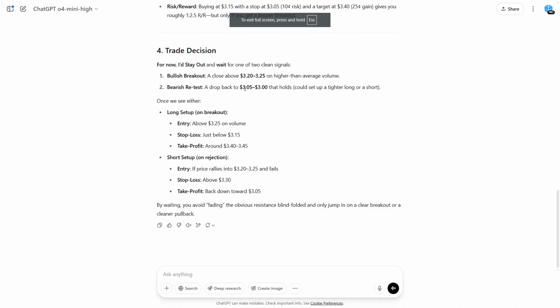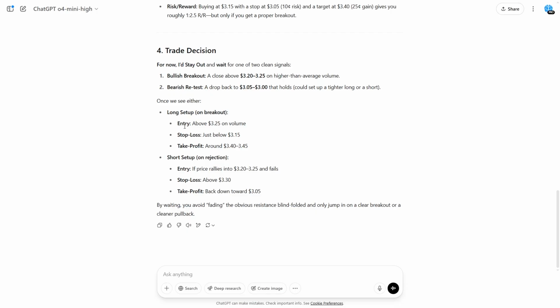It says for now, I'd stay out and wait for one of these two clean signals. It either says we want a bullish breakout above 320 on higher than average volume, or a bearish retest that holds, that could be for a short, okay? That is absolutely crazy, guys. So this is actually pretty correct.